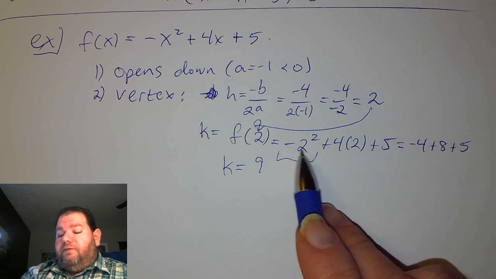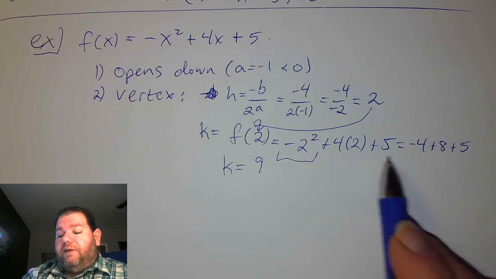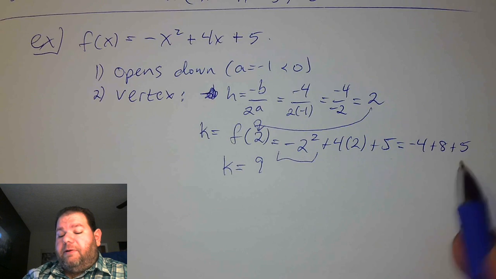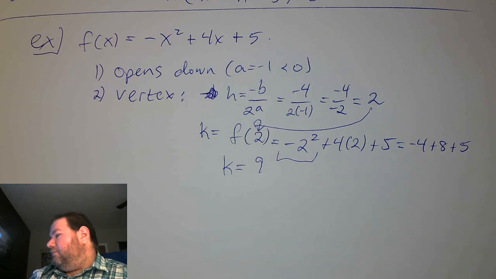Yeah, negative 4 plus 8 plus 5. So it does come out to be 9. So the vertex is 2, 9, correct.